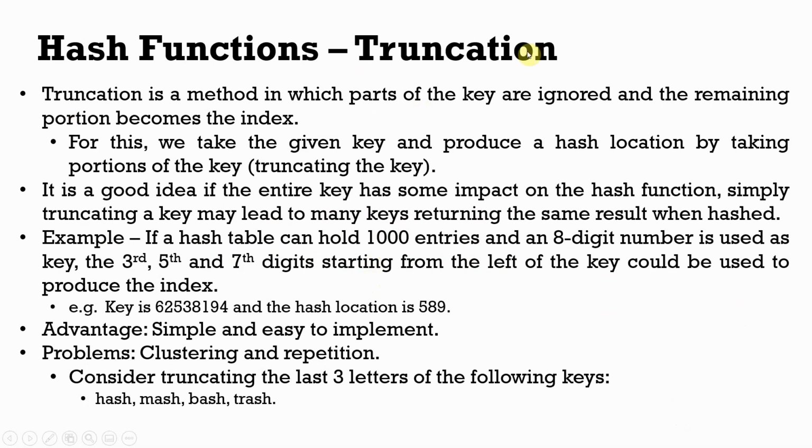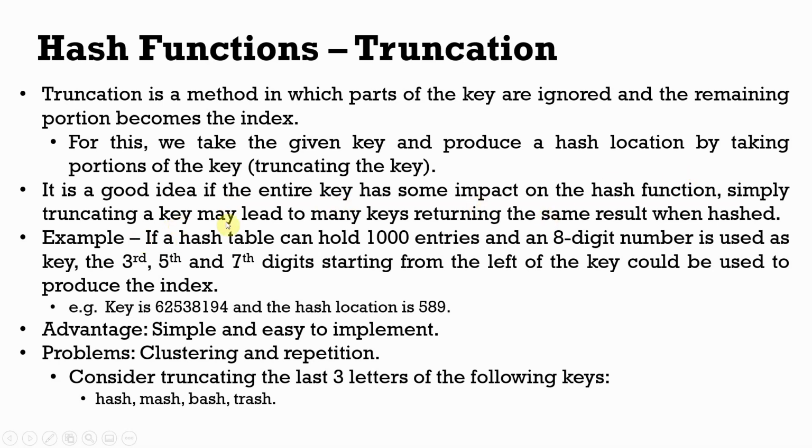Another method is truncation. Truncation is a method in which parts of the key are ignored and the remaining portion becomes the index. Let's say we have a key that has 7 or 8 digits, and we only care about the third and fourth ones. For this, we take the given key and produce a hash location by taking a portion of the key, truncating the key. It is a good idea if the entire key has some impact on the hash function.